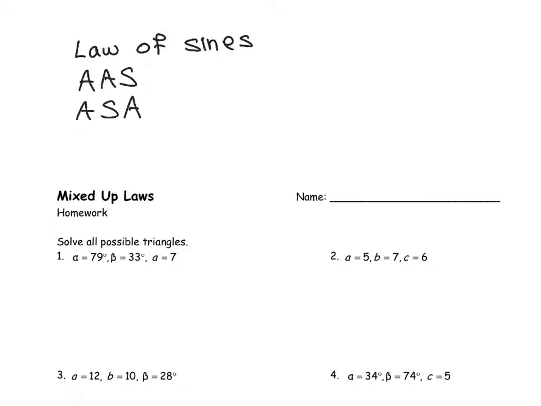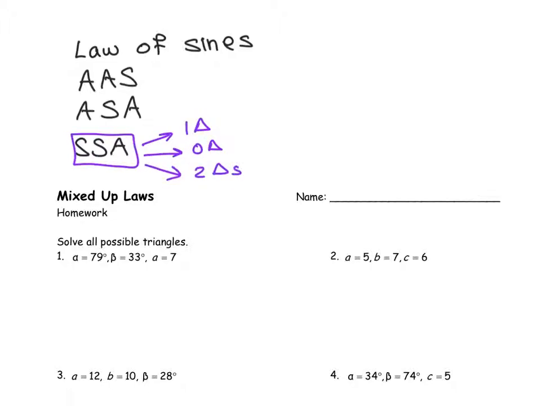When I'm given something like SSA, I use law of sines as well, but here you have to be careful. Sometimes we might have only one triangle, sometimes we might have 0 triangles, and sometimes you might have 2 triangles. So you need to be careful when you have the ambiguous case.